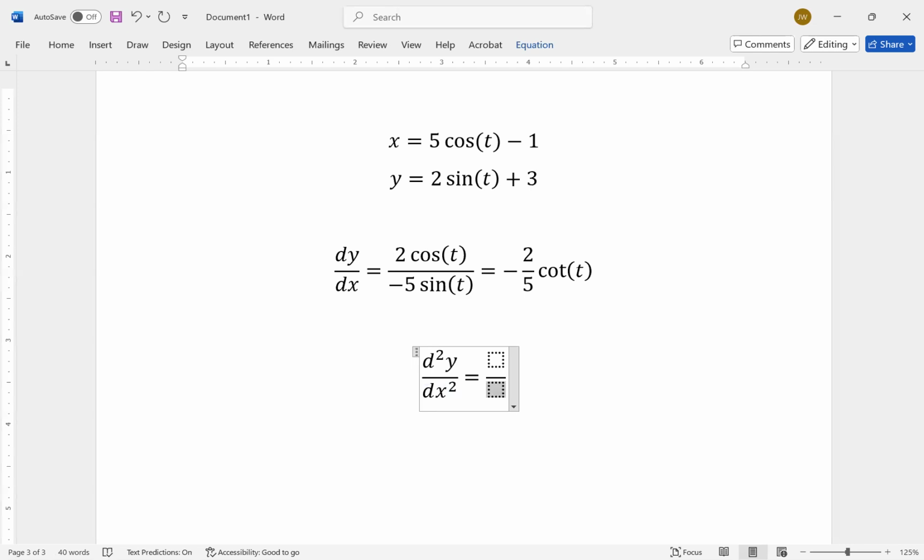So let's take a look at the second derivative. I'll take a derivative with respect to t of -2/5 times the cotangent of t.